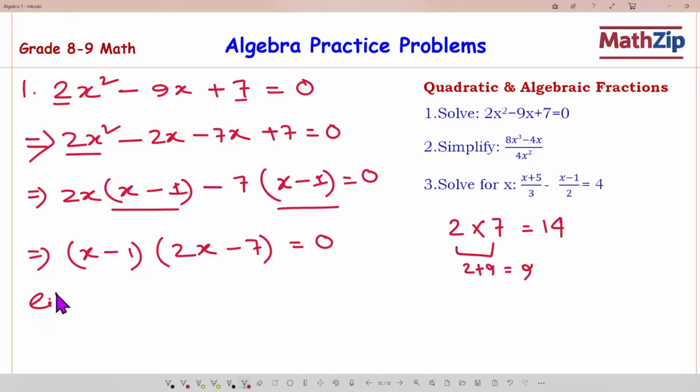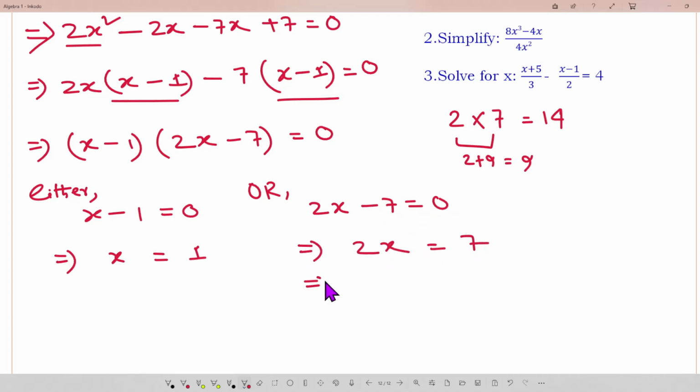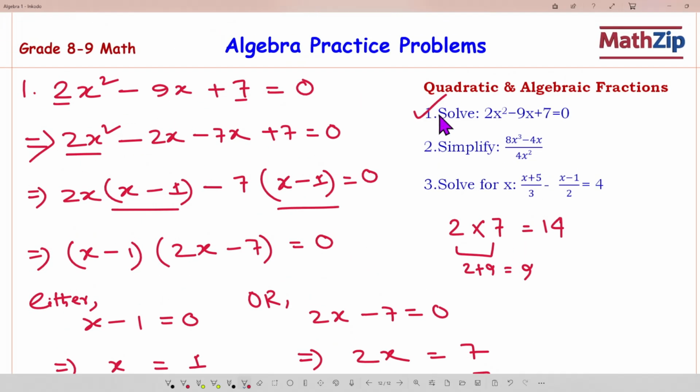Now either x − 1 = 0, so x = 1, or 2x − 7 = 0, which means 2x = 7, and we can divide both sides by 2, so x = 7/2. So our answer is x = 1 or 7/2. Very simple. So number 1 is done.